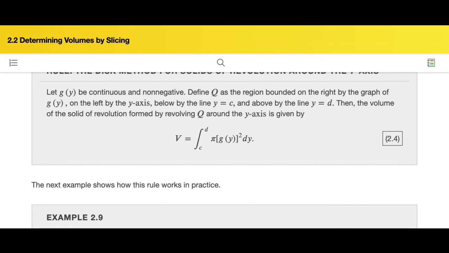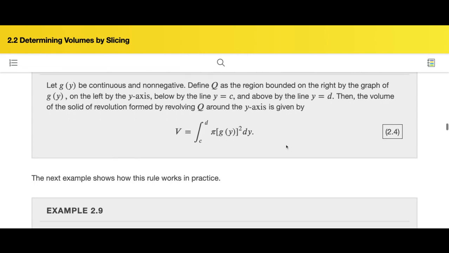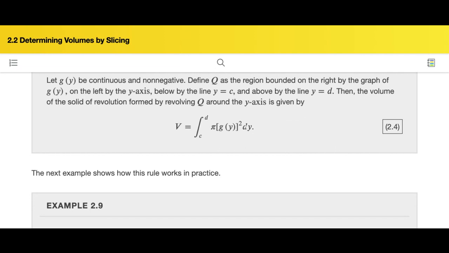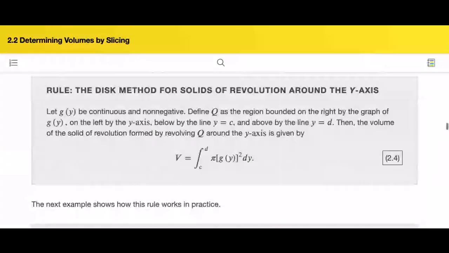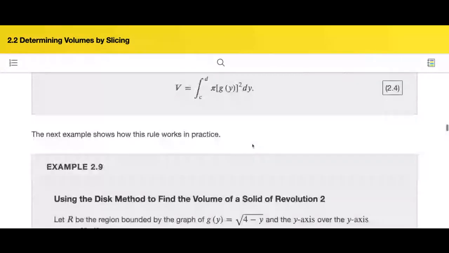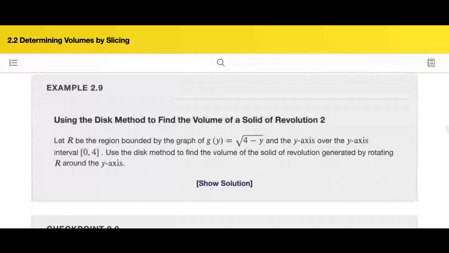But now the change is in x, so we want to find the inverse function of that. So g of y basically is the inverse function of the original function. All right, so that's this one. But then we're cutting along the y-axis, right? We're cutting along the y-axis. So yeah, ideally we'd have a picture of this. We didn't. Let's see this example.